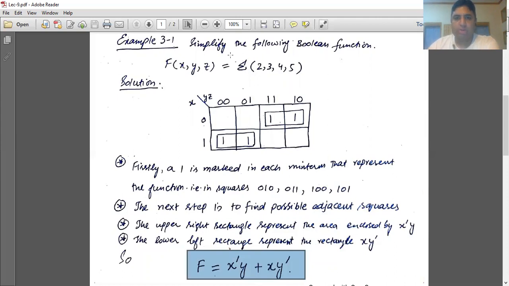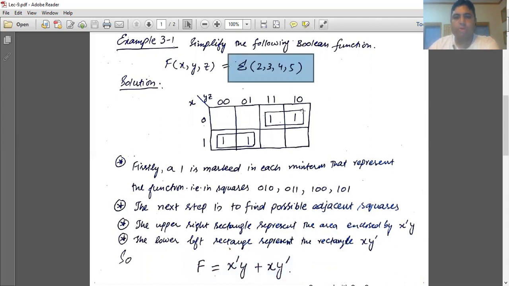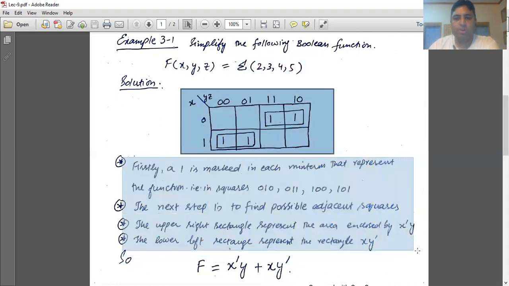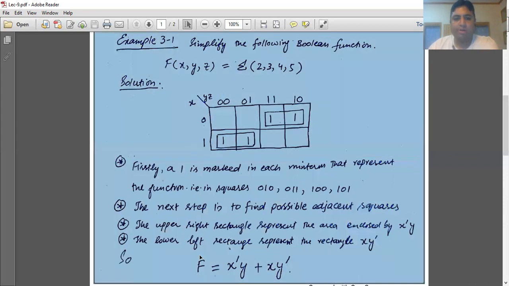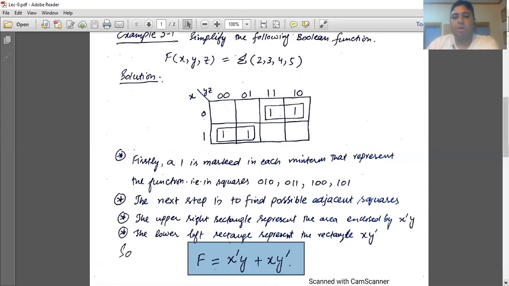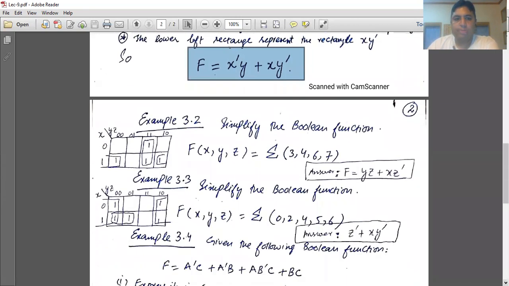The given function was this, sigma 2345, and we have made a K-map or Karnaugh map of three variables, and we have done these procedures, and the simplified answer is x bar y plus x y bar. This is the simplified answer of this example 3.1. Okay, now going to the next example, example 3.2.